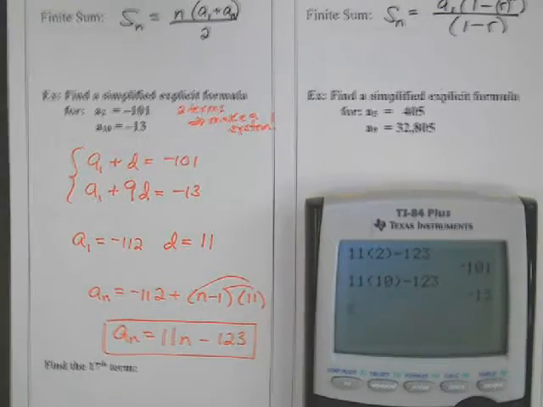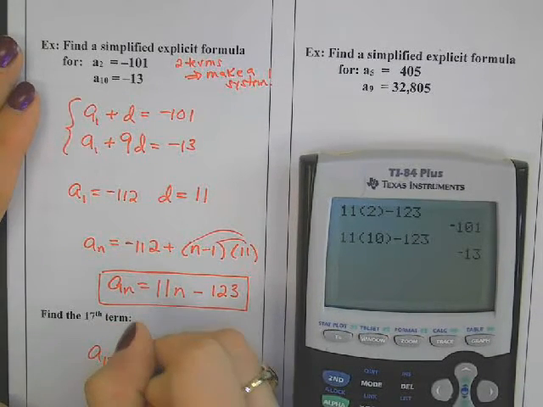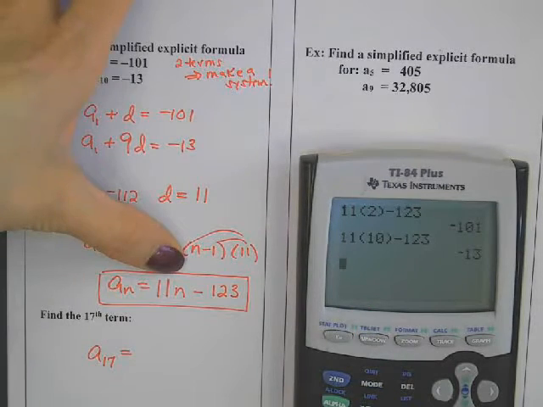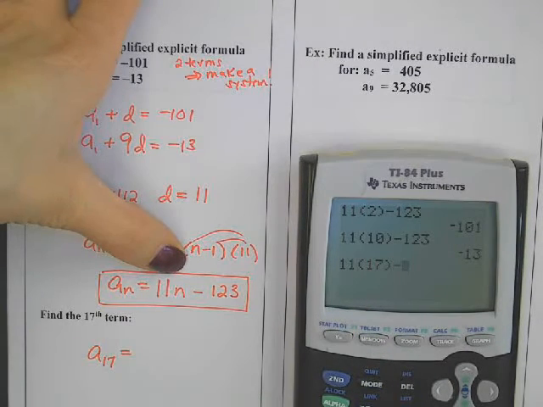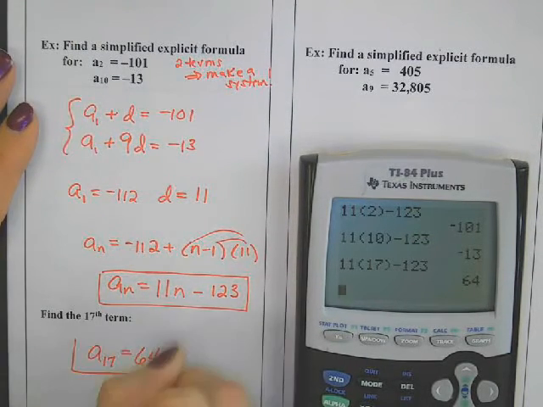And what did they want me to find? The 17th term, not a problem. All I have to do to find the 17th term is take my formula, plug in 11 times 17 minus 123, and the answer is 64.